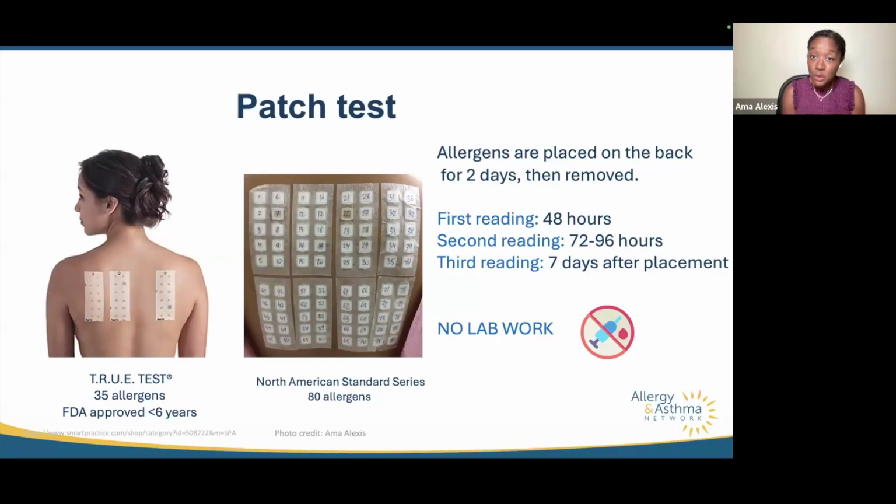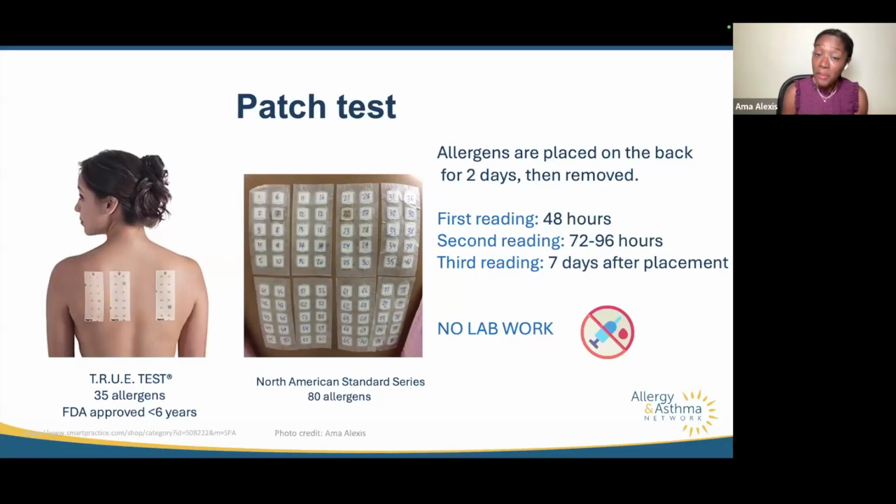So here's an example of two of these patch tests. On one side, we see the TRUE test. The TRUE test tests for 35 allergens, and it's approved by the FDA for patients 6 years and older. And in the middle here, we see the North American Standard Series. It tests for 80 allergens, so it casts the net a little bit wider. And often the question I get is, can we just do lab work? We can't, because we're looking for T cells, and these specific T cells we can't capture through lab work.